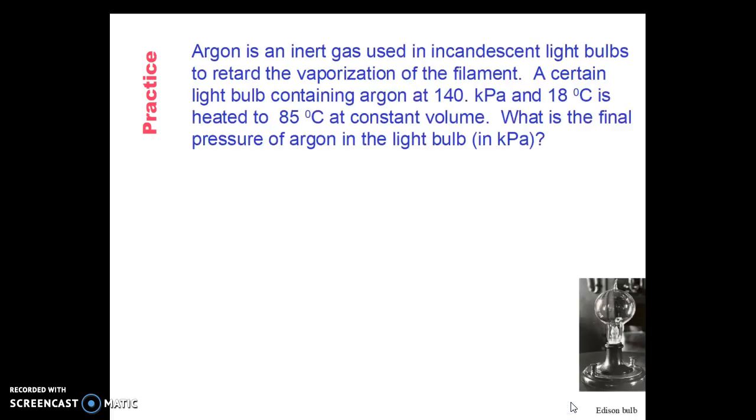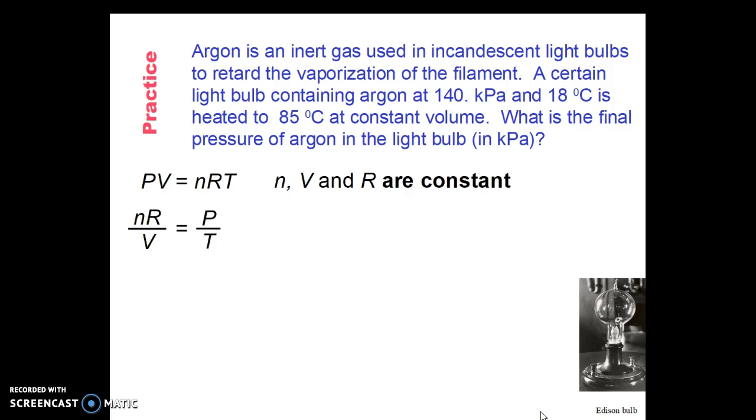Here's another practice problem. You might want to read it and then solve it with the video off, and then come back and check your work. Here's our PV = nRT. n, V, and R are constant. Oh, that makes things rather easy, doesn't it? So what we have now with this constant is pressure divided by absolute temperature, which of course is Amontons' law.